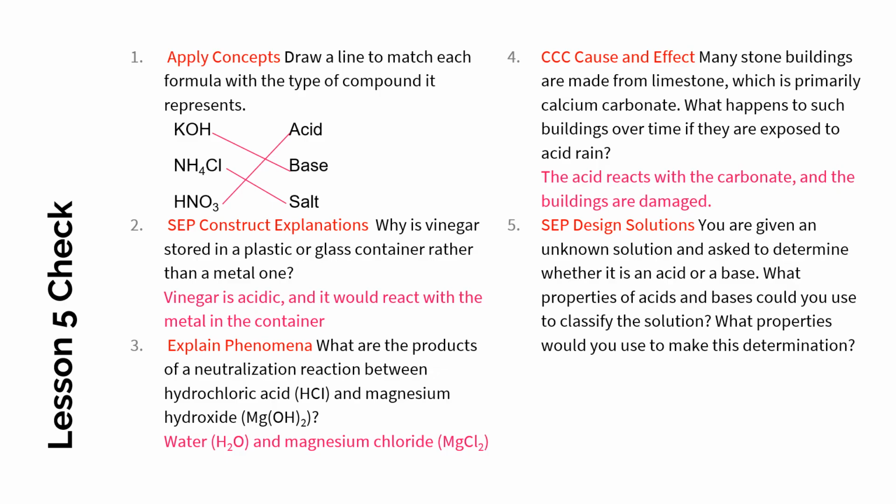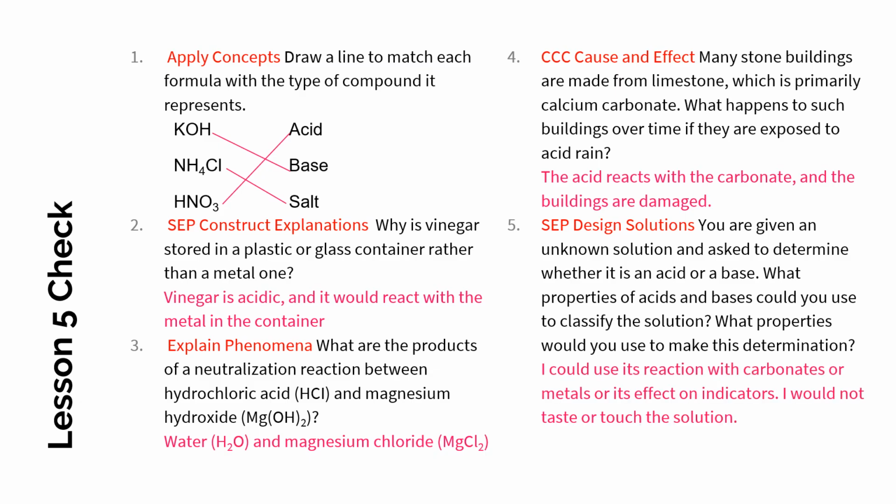You are given an unknown solution and asked to determine whether it is an acid or a base. What properties of acids and bases could you use to classify the solution? What properties would you use to make this determination? So I could use its reaction with carbonates or metals or its effect on indicators. I would not taste or touch this solution. And that concludes Lesson 5.